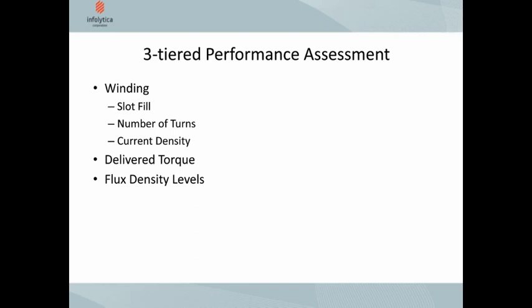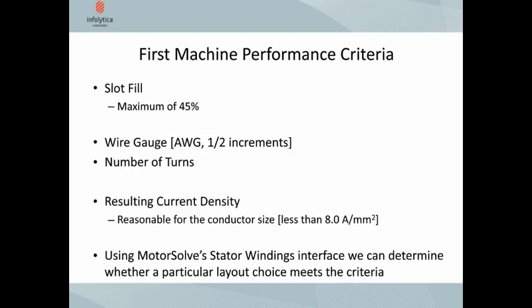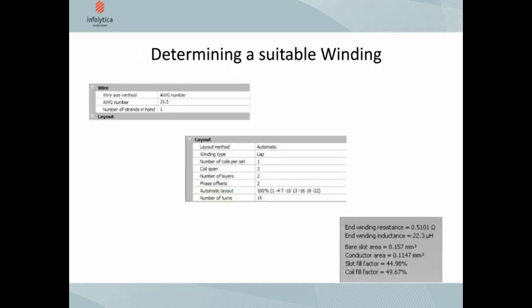So with regards to my first tier of the machine performance criteria, we're going to put a series of turns inside the slot. We're going to vary the wire gauge in half gauge increments, monitor the slot fill so that it never goes above 45%, and monitor the current density such that we can get a reasonable alternative for the machine. And we're going to use MotorSolve's stator winding interface to help us with this. So here you can see I've zoomed into the wire diameter parameter, the number of turns parameter, and the resulting slot fill associated with a given design.